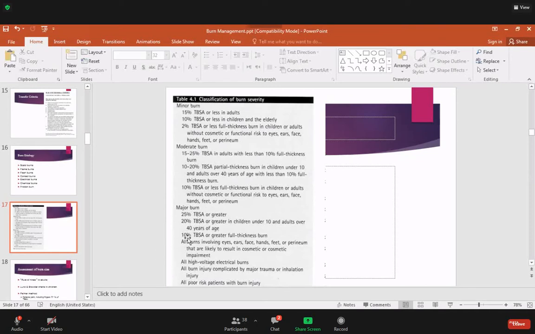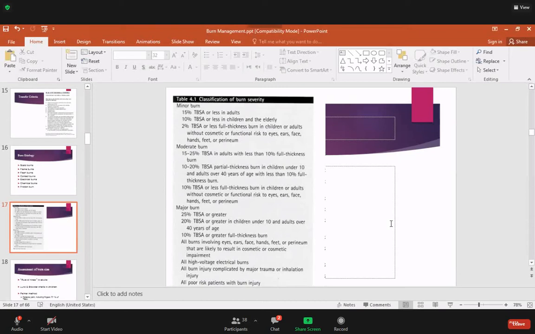Keep it in mind that all the major burn patients should be transferred to the burn center for proper care. These are 25% of the total body surface area or more in adults, 20% body surface area in children or elderly, 10% body surface area burnt of full thickness. And any burn that involves the eyes, ears, face, hands, feet, or perineum, as these will lead to cosmetic disfigurement, cosmetic impairment. So these should also be considered as major burns.